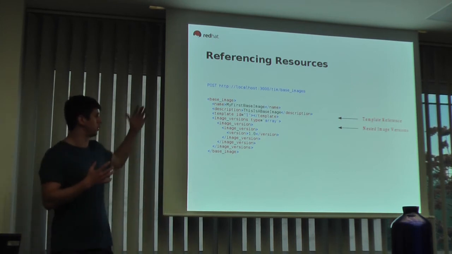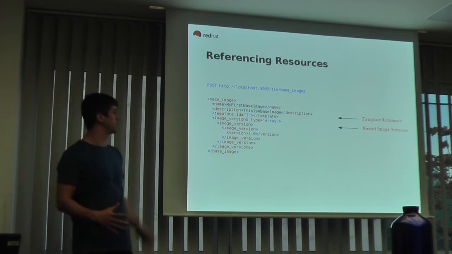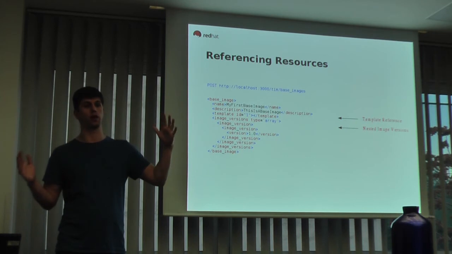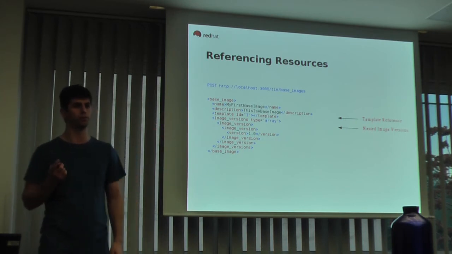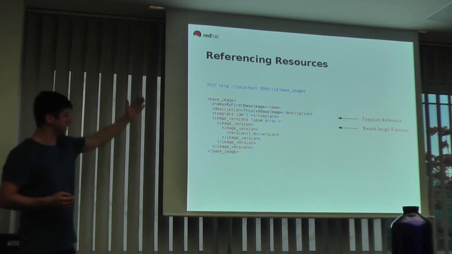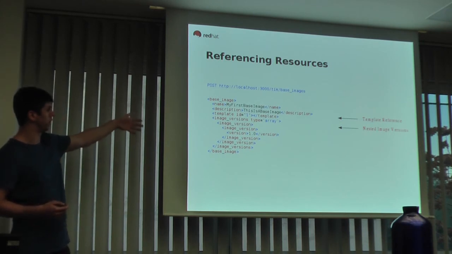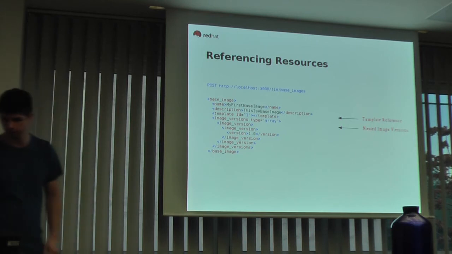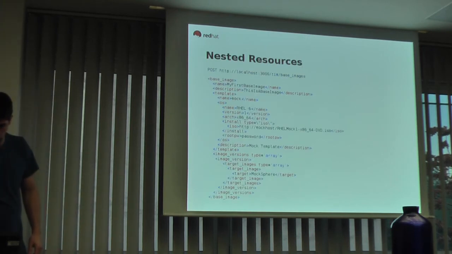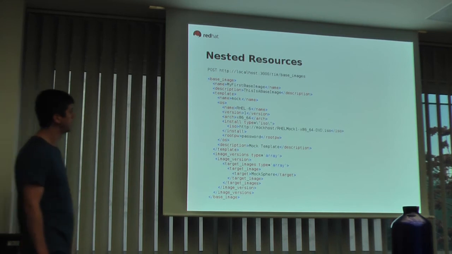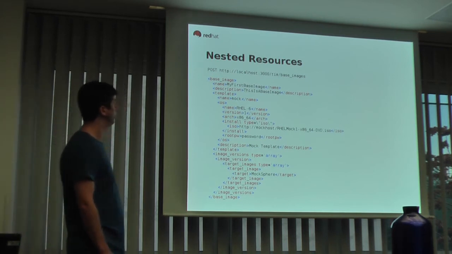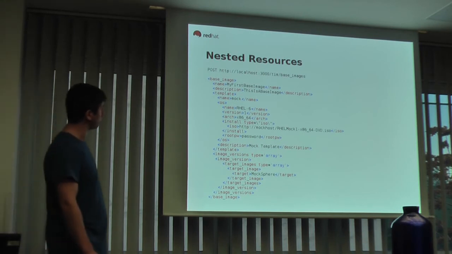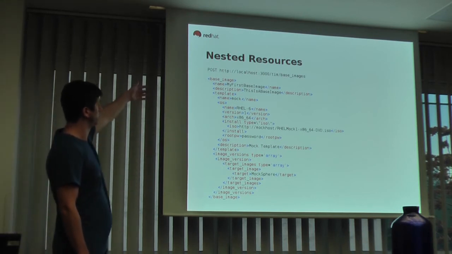But what we wanted to do was allow a user to create the whole tree of objects in one single request. In order to do that, we can define a whole nested object model, and this is that, essentially. So if you want to create a target image or multiple target images, you can do that in one single request. You define a top-level object.